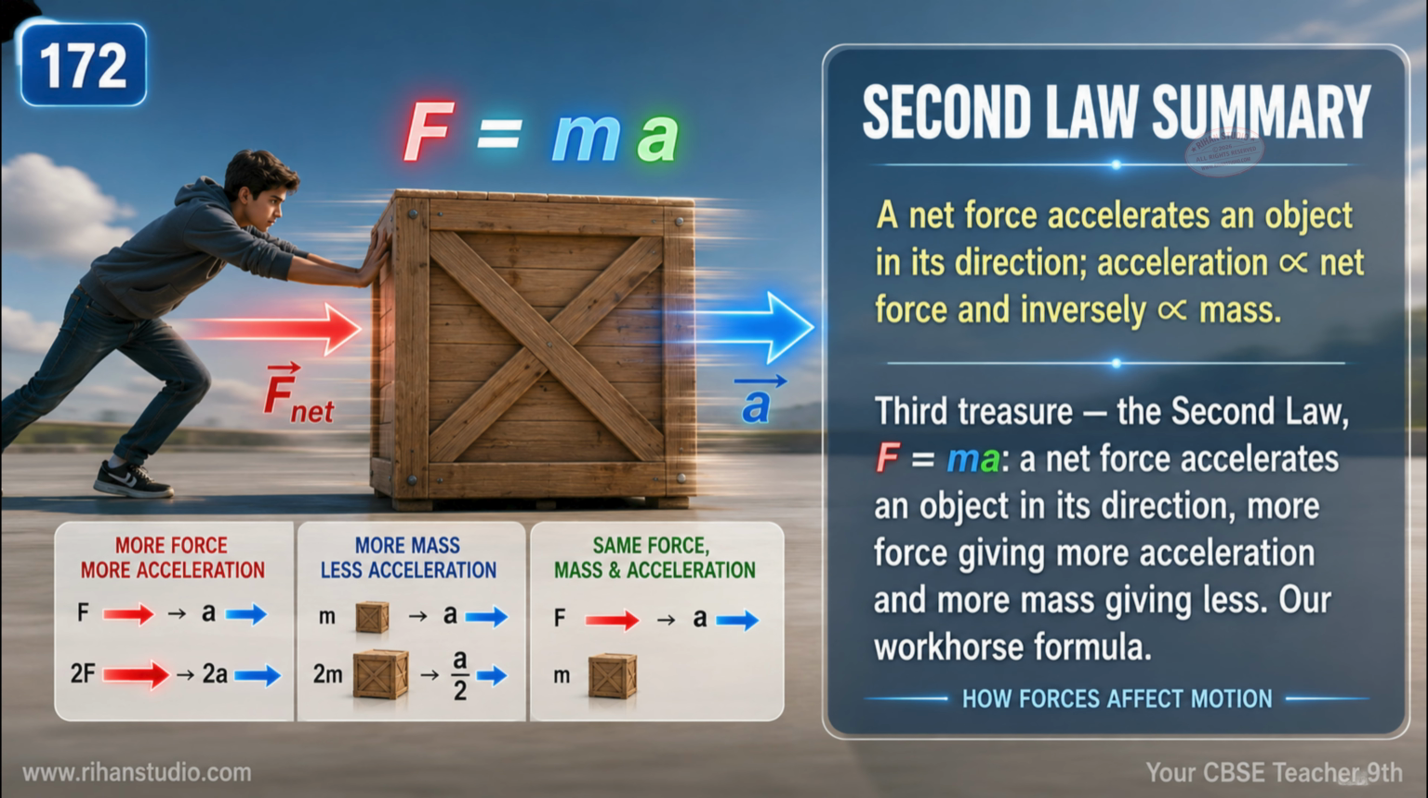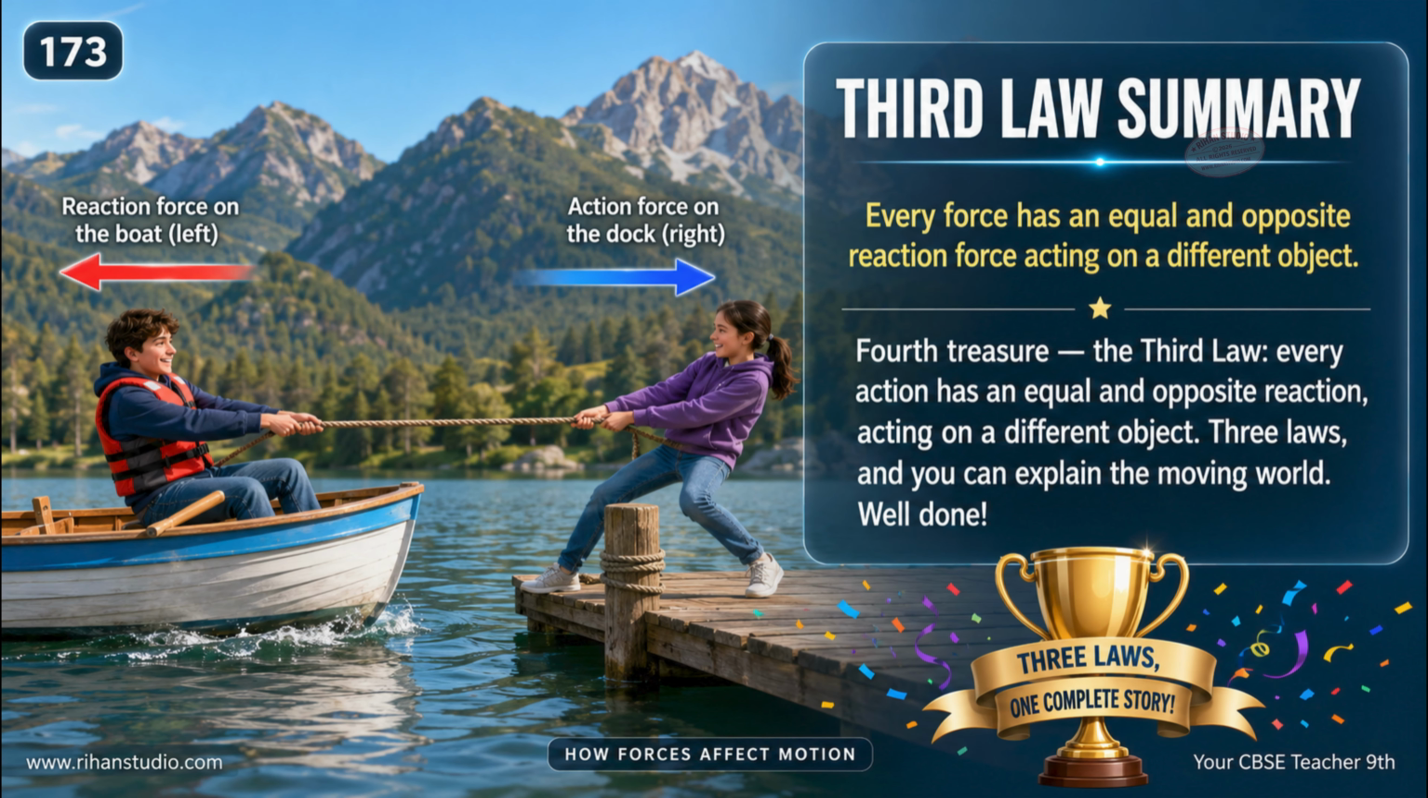Second law summary. Third treasure. The second law. F equals ma. A net force accelerates an object in its direction. More force giving more acceleration, and more mass giving less. Our workhorse formula. Third law summary. Fourth treasure. The third law. Every action has an equal and opposite reaction, acting on a different object. Three laws, and you can explain the moving world. Well done.